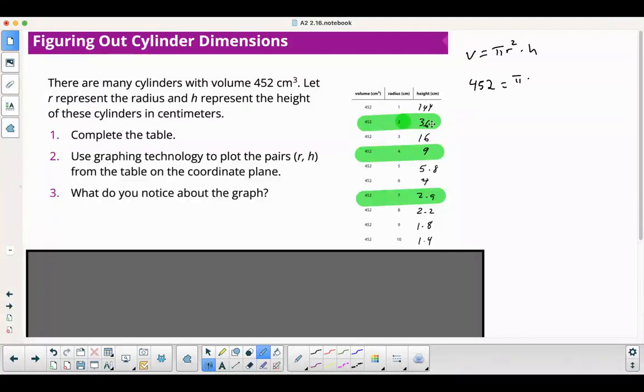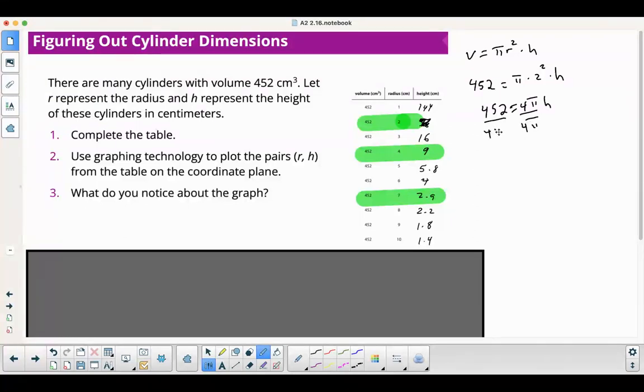So I'm pretending I don't know this 36, okay? Maybe I'll just erase it here. I know it's 36, but it won't let me erase it. All right, I'm just going to pretend it's not there. So pi times radius squared times height. So what I end up with is 452. This is 4, so 452 equals 4 pi h. So then if I divide by 4 pi, I get h.